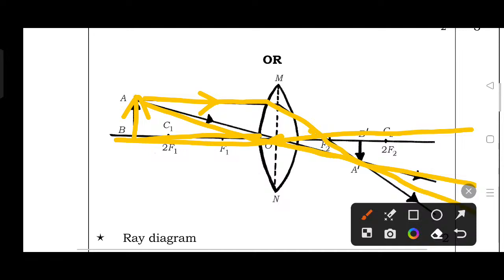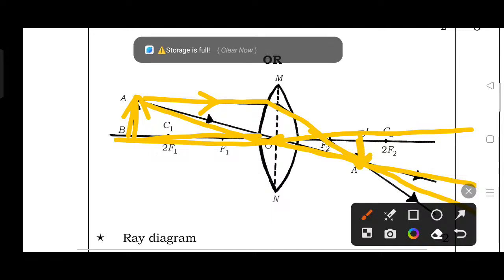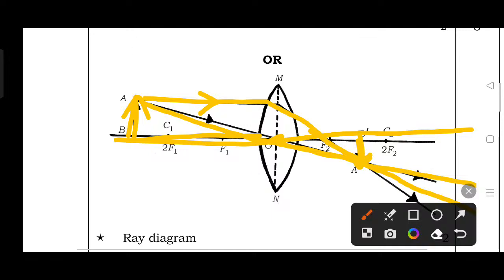Wherever both lines intersect, that point is the image. If we compare the object size and image size, the image size is slightly diminished. Not only this, both rays are converging at a point, which means we are able to capture this image on a screen. That's why it's a real image. Real images are always inverted.